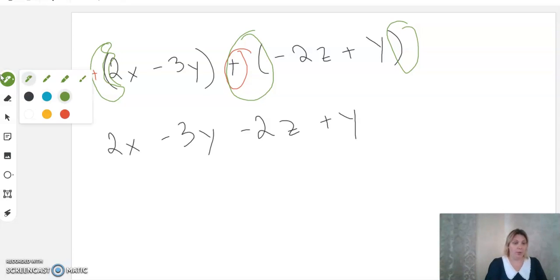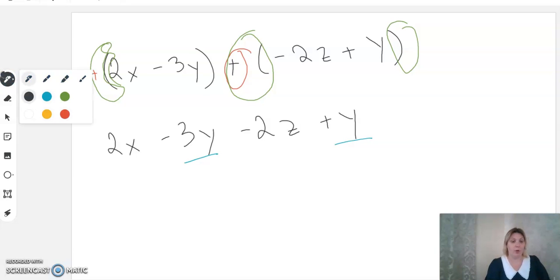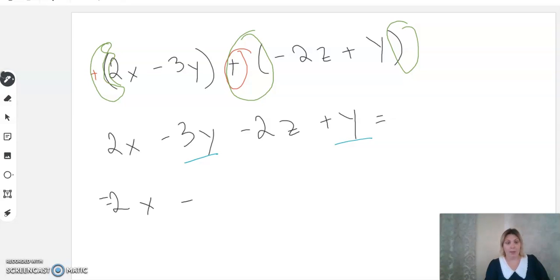And then, of course, now you can collect terms. For example, over here you have negative 3y and positive y, right? So your final expression in this particular case is going to be 2x minus 2y, right? Because minus 3y plus y is minus 2y. Easy, right? So if you have a plus, the parentheses just go poof. Nothing is needed, right?